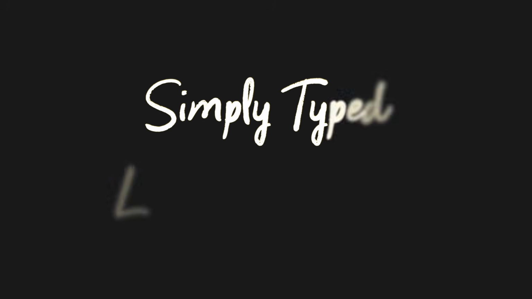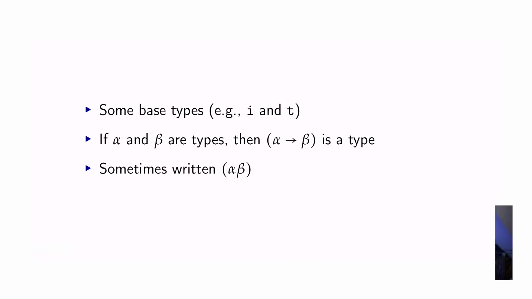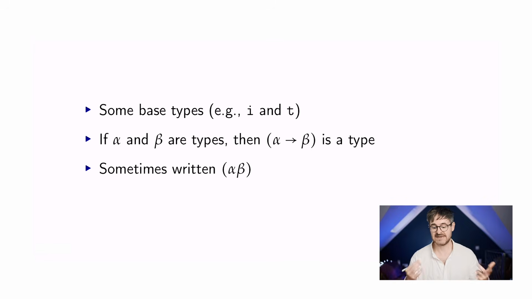There we've got the simply typed Lambda Calculus. Okay, so to do a system of types, I need some base types. So that might just be nat, or it might be I and t for individuals and truth values, whatever. Got some base types, and then we have a recursive definition. So one way to do simple types is to say, whenever I've got two types, I can put an arrow between them. So alpha to beta is going to be a type.